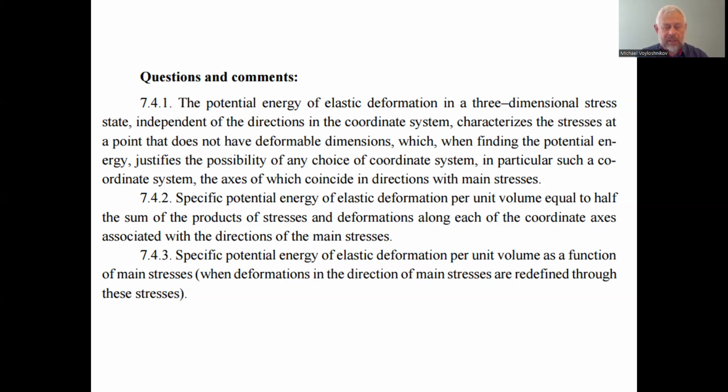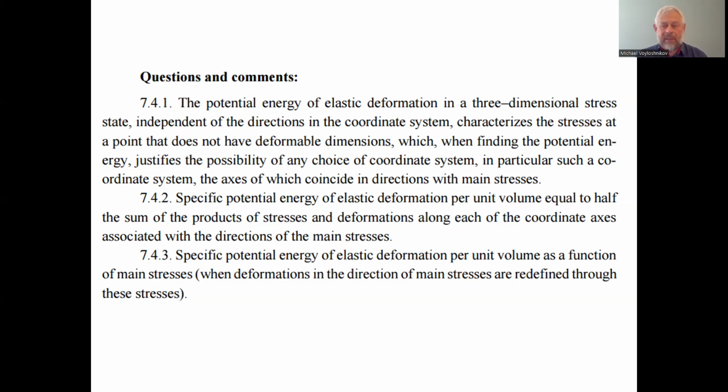7.4.3 Specific potential energy of elastic deformation per unit volume as a function of the main stresses, when deformations in the direction of the main stresses are redefined through these stresses. So first, to have the second part of the equation, we need to find the dependencies on the own characteristics of the elastic material, like the modulus of elasticity for compression and tension, the modulus of elasticity for shearing, and the Poisson's ratio.